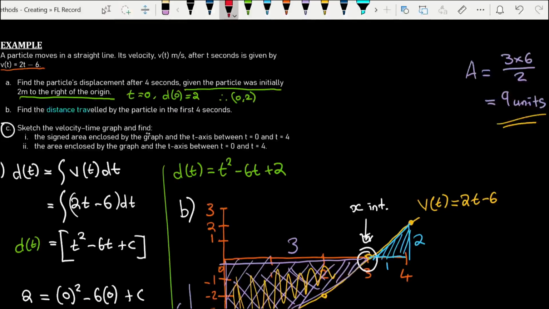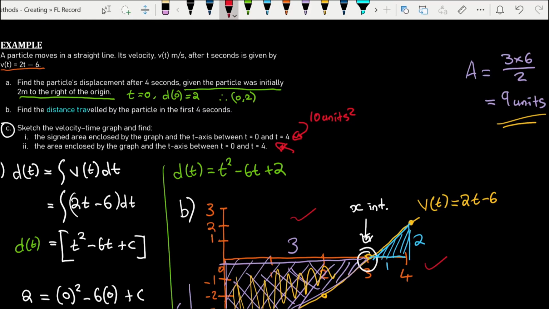Third part of the question, sketch the velocity time graph. Okay, we've done that. The signed area enclosed by the graph and the t-axis. Yeah, we've done that. And yeah, cool. So we've found the area enclosed. So the signed area is what we had, that we already figured out. That was 10 units squared.